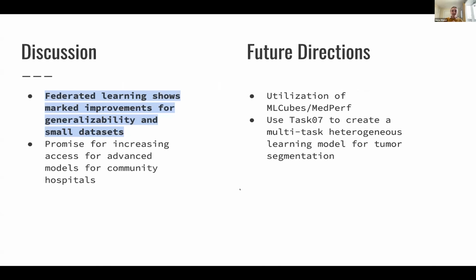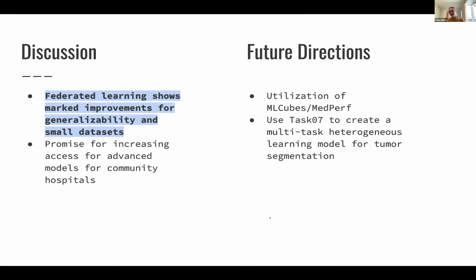So the big takeaways are that federated learning shows marked improvements for this very granular study and can really help with generalizability as well as adjusting for small data sets, which is probably very common in smaller hospitals or hospitals that don't have time to spend as much time on research and segmenting all this data. And I think this really shows a lot of promise for increasing access to advanced models for community hospitals, as well as working together to improve the models and improve their demographic scope overall.